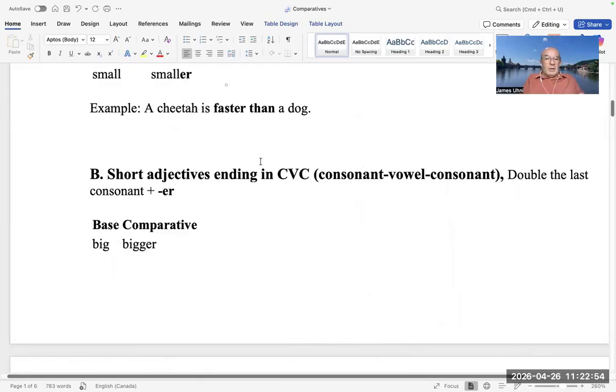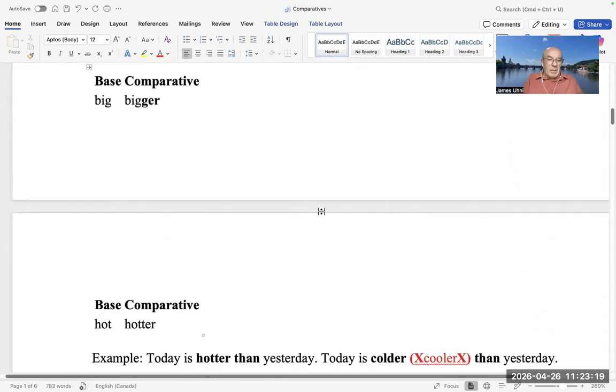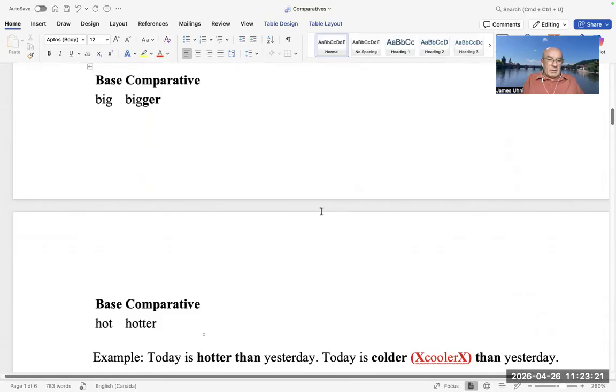So, short adjectives ending in CVC double the last consonant plus er. Big, bigger. So we have big and we add G and er. And here is another base comparative. Okay, I will delete this.